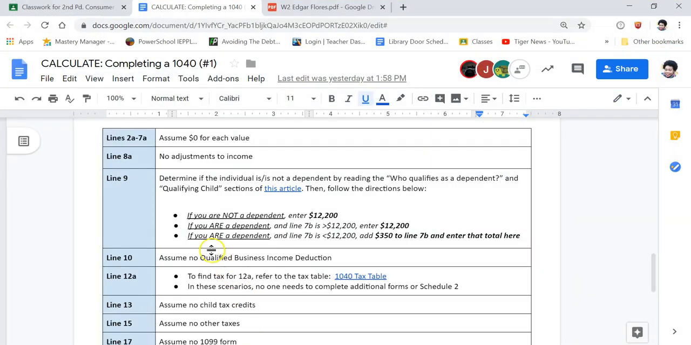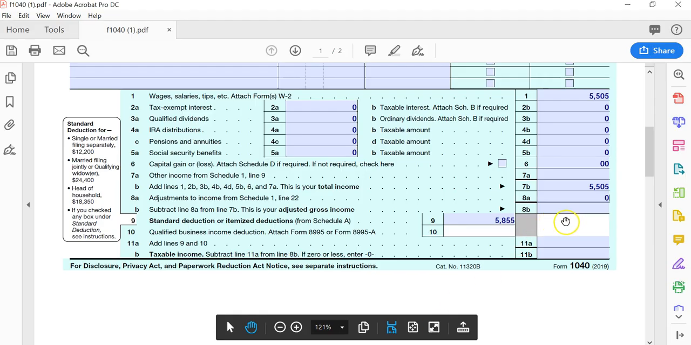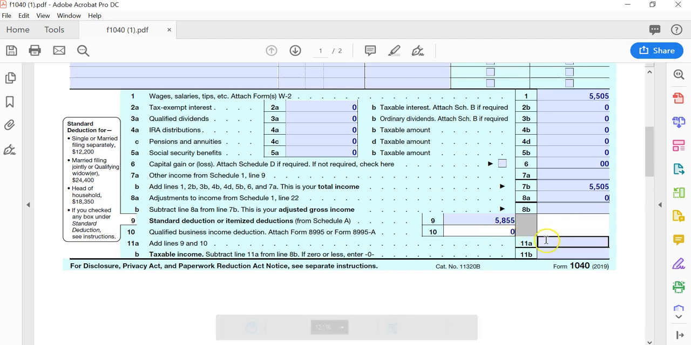If we look on our cheat sheet, it says to assume no qualified business income deduction. So there we're going to put a 0. For 11A, it says add lines 9 and 10, so that brings us with the same number, 5,855 here. 11B, it says taxable income. You should subtract line 11A from line 8B. If 0 or less, enter 0.